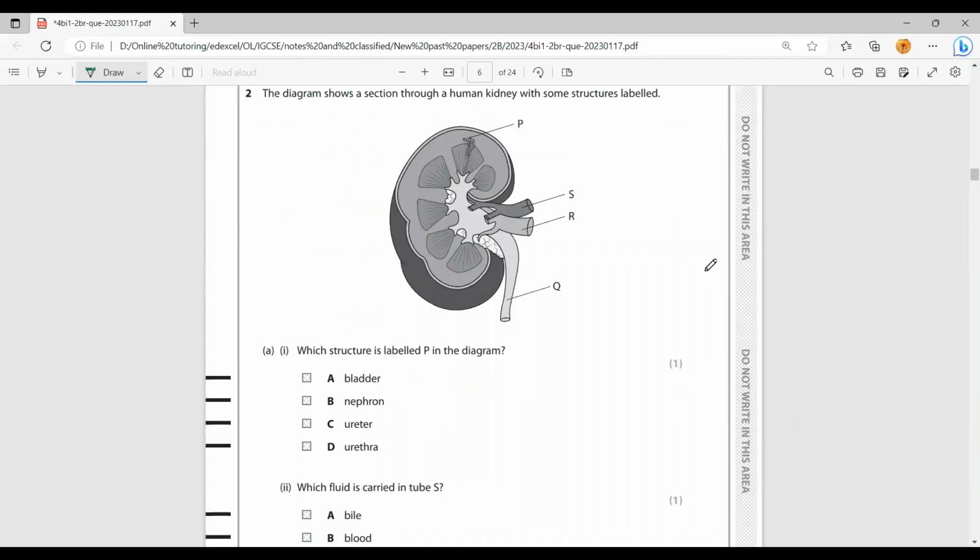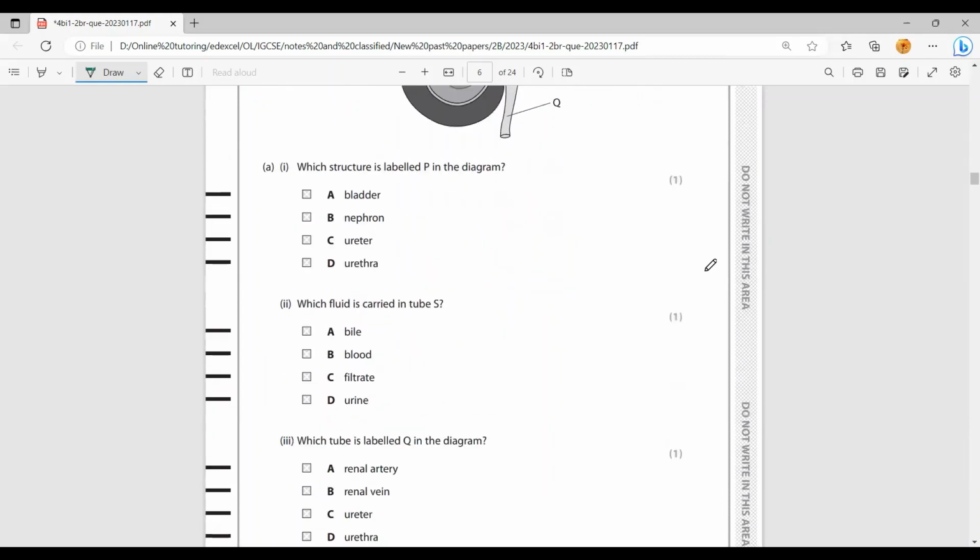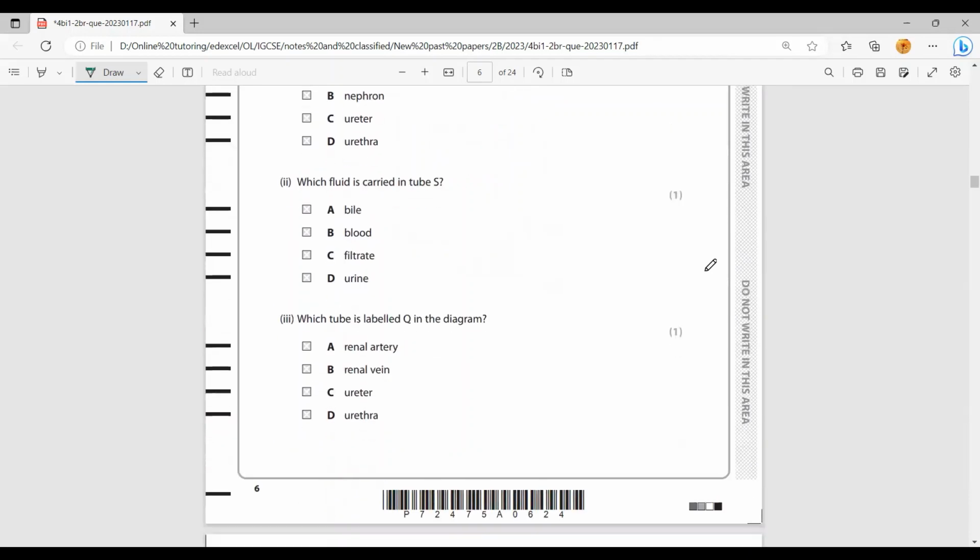And the question is for Dania. Q. It is the ureter. Yes, okay. Bravo.